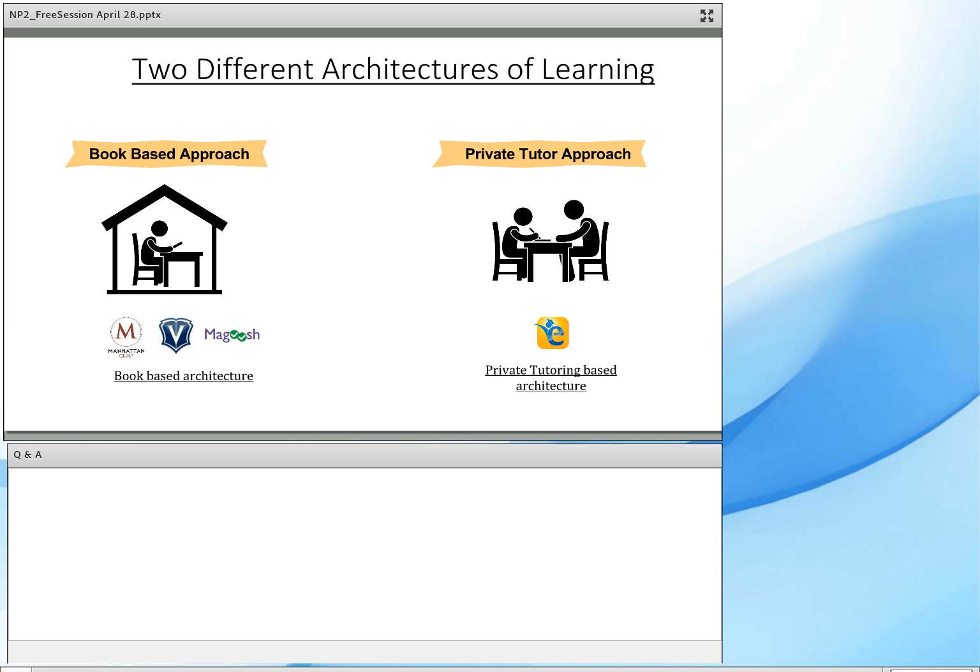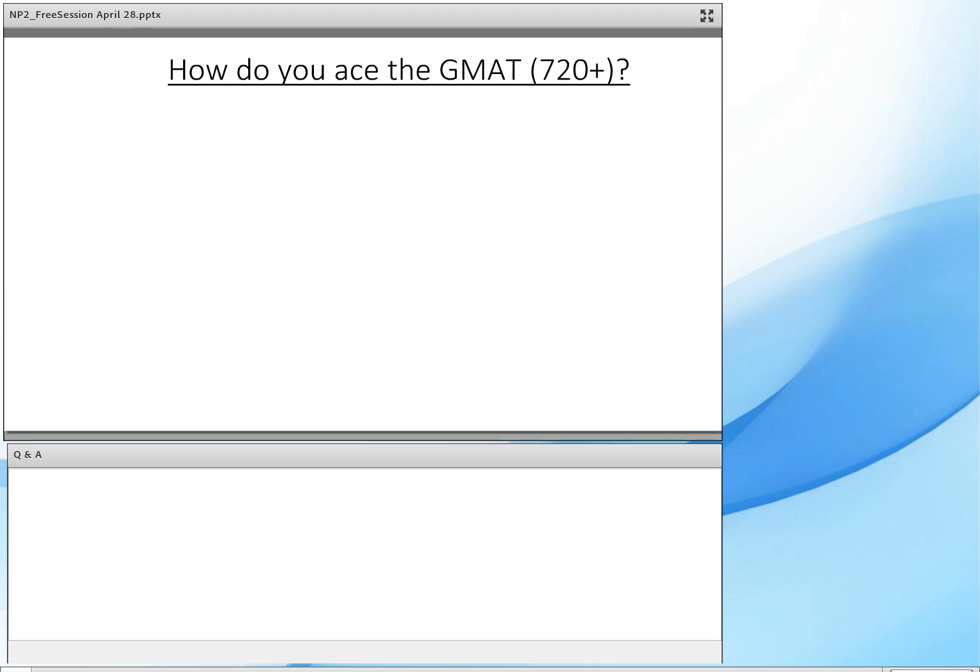When you look at most of the other prep companies such as Magoosh, Veritas Prep or Manhattan Prep, you're going to find that even though they offer audiovisual courses, their core offerings are built around that book-based architecture. Whereas when you try to map e-GMAT to one of these two architectures, you're going to find that e-GMAT is centered around the private tutoring-based approach.